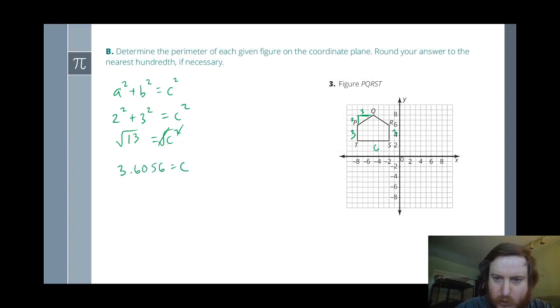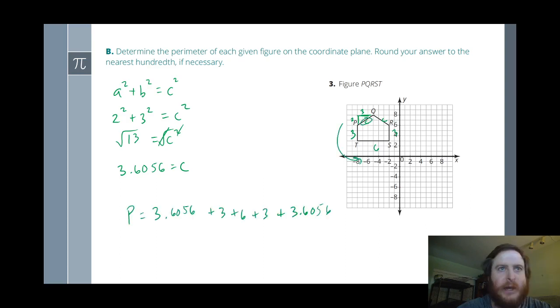So both of those are going to be 3.6056. So our perimeter will be, if I start here, 3.6056. I'm going to go this way, plus 3, plus 6, plus 3, plus 3.6056. And we'll just add those all up on a calculator, and you should end up with 19.21 units.